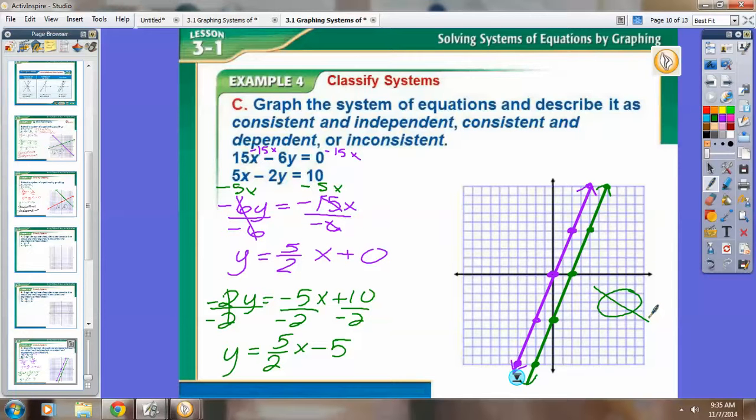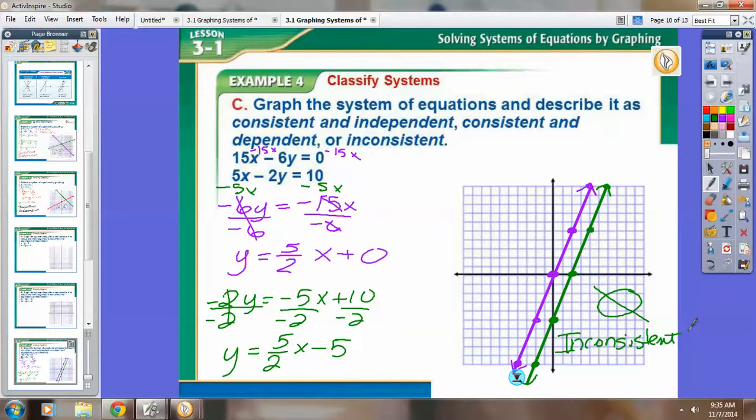Well, let's classify. Is it consistent? At least one solution? No. Is it inconsistent? Is it independent? Exactly one. Is it dependent? Infinite? It would just be inconsistent. When it's no solution, two parallel lines, we would say it's inconsistent. So that means that these equations don't share an ordered pair. There is no ordered pair that works for both equations.